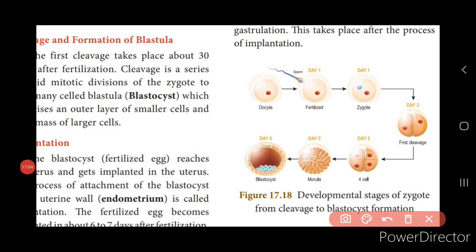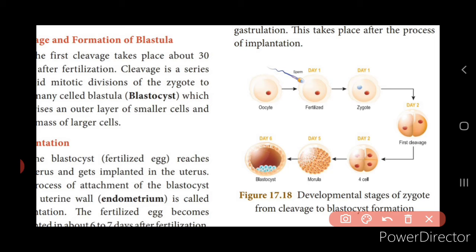Now if you see the fertilization process, it takes place inside the body, that is internal fertilization, and it takes place usually in the ampulla of the fallopian tube. And what happens is that the oocyte is alive for about 24 hours after it is released from the follicle. So fertilization has to take place within these 24 hours. When the sperm enters the ovum, it fuses and forms a zygote. So this process is called fertilization, and the zygote that is formed is called the fertilized egg or the fertilized ovum, you can say.